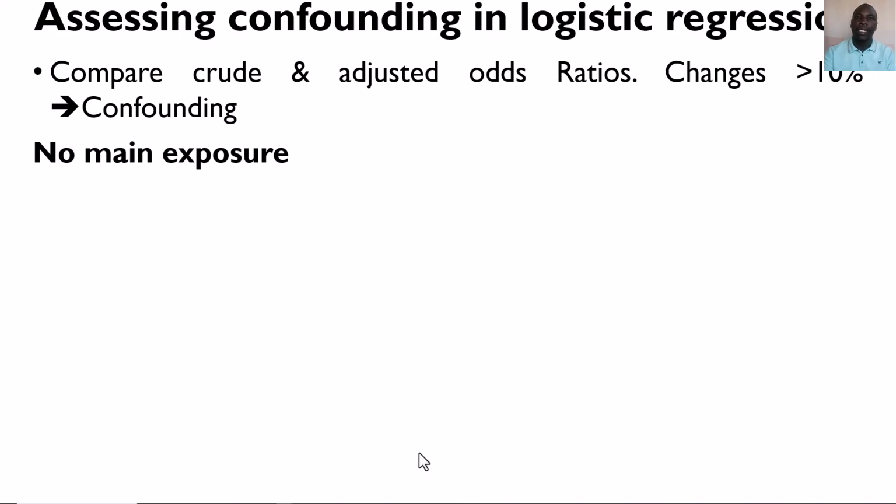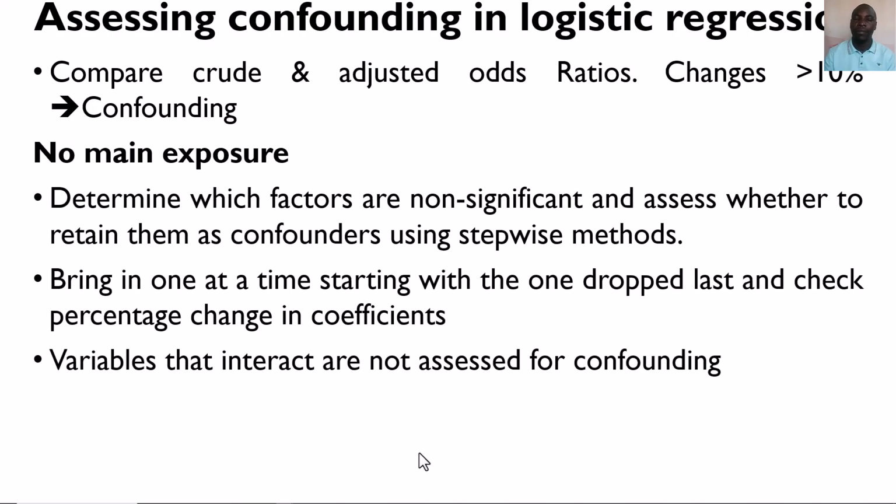So let us see a scenario where you do not have a main exposure. If you do not have a main exposure and you are asking which variable should I assess for confounding, what you'll first do is to determine which of the independent variables in your dataset are non-significant.